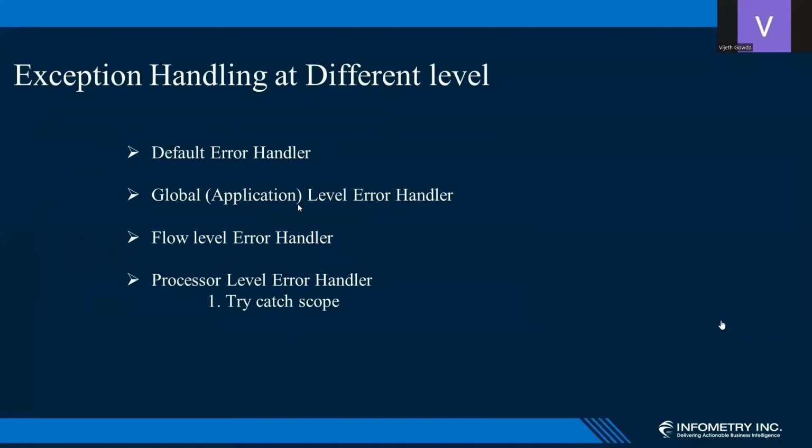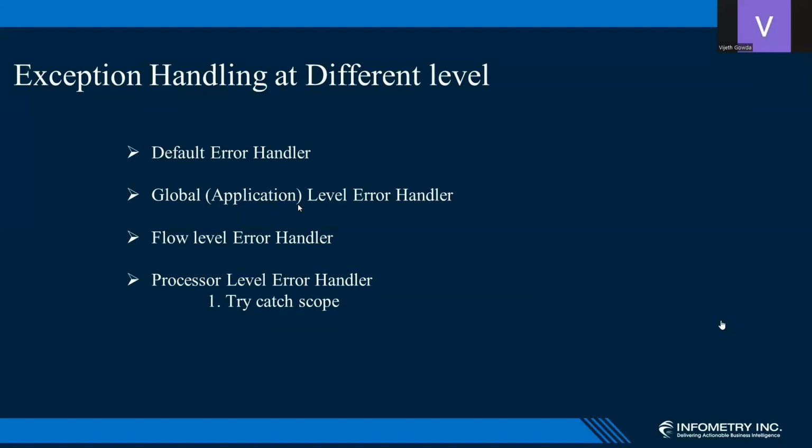So now, we'll discuss it. The first one is the default error handler. Default error handler means if nothing is defined, or we are not handling at any level, as I showed you in On Error Continue or On Error Propagate, where I am handling at the flow level. In that particular flow, I am making use of the On Error Continue scope and On Error Propagate scope. I am handling that error and sending an appropriate error message and also the status code.